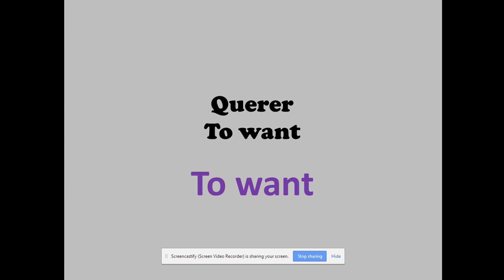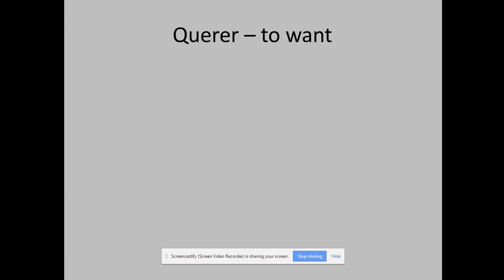Alright, if we are ready, you're going to want to put querer on the line under infinitive. And querer means to want. Now notice that there's an ER at the end of this verb. ERs are normal verbs, but this one's kind of a different one. It's called a stem changer, and that's why we're putting it on our irregular verb sheet. And I'm going to show you why it's irregular.